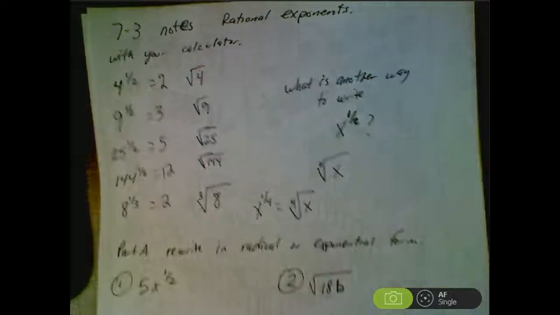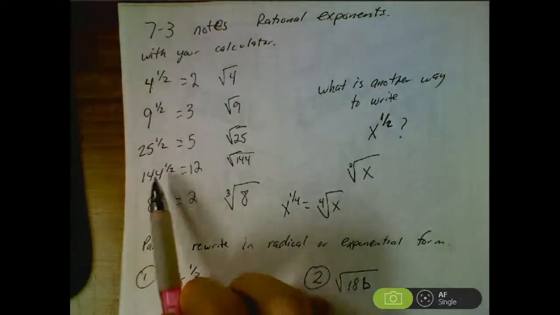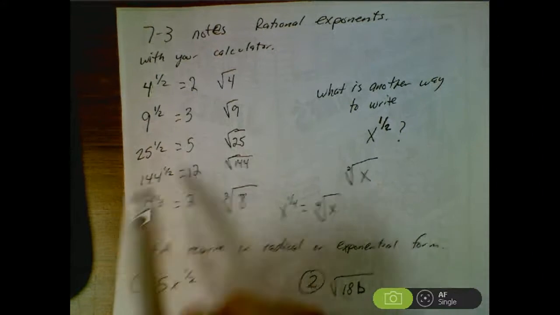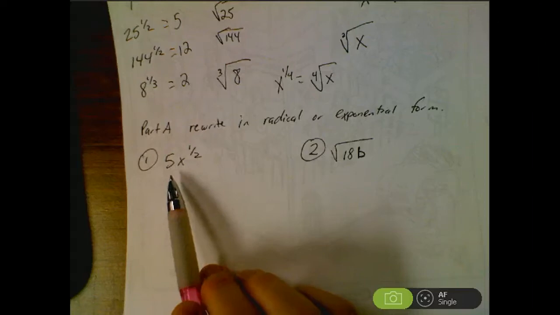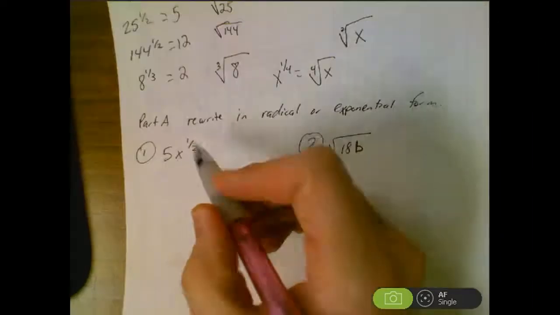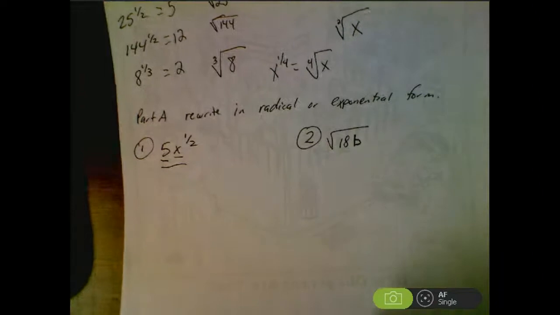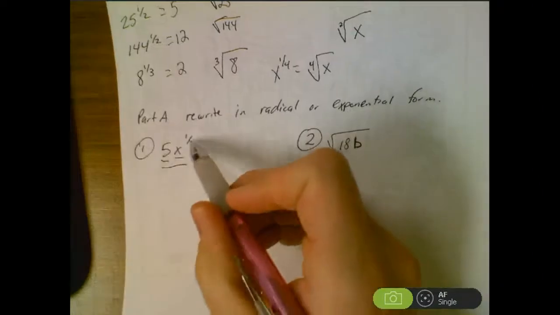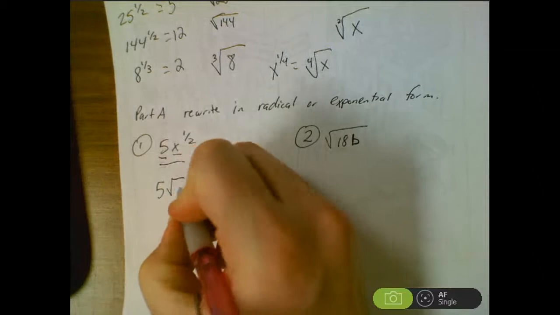So the first part of this section is just rewriting it. You don't have to do any math. You're just switching it from the half exponent to the square root or back and forth. So if we look at the first one, we have to first decide, is this 1/2 power on the x, on the 5, or both? And in this case, it's on just the x. So this is 5 times the square root of x. That's all you have to write for that problem.